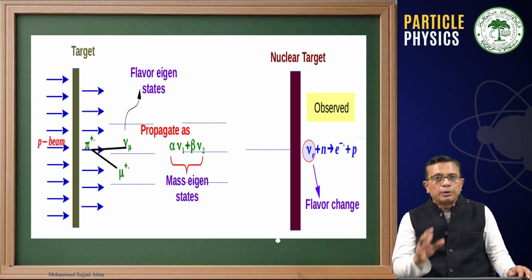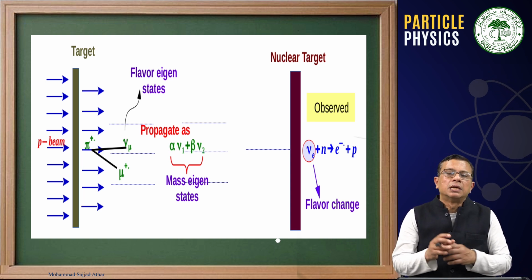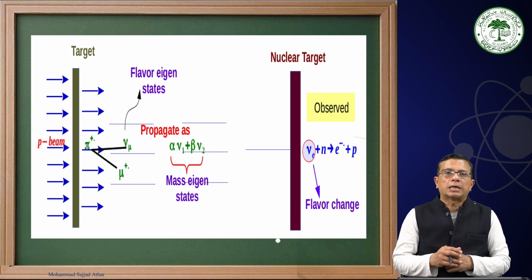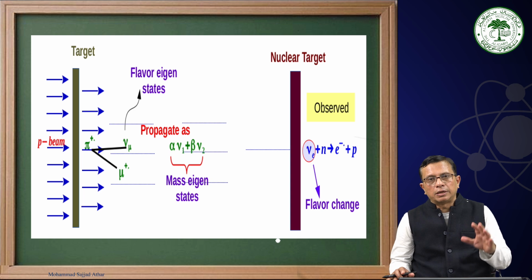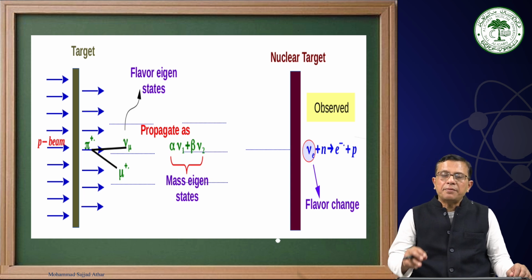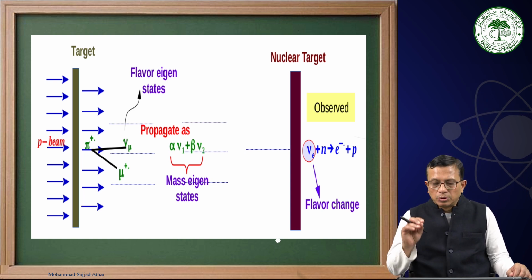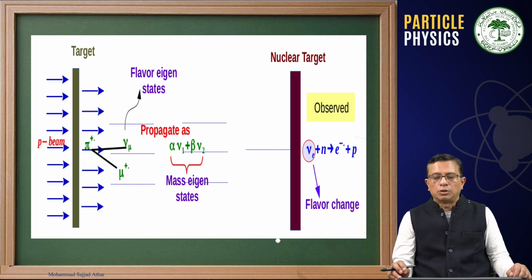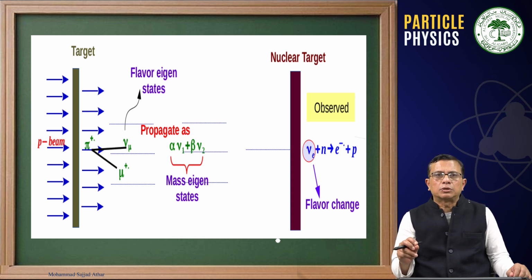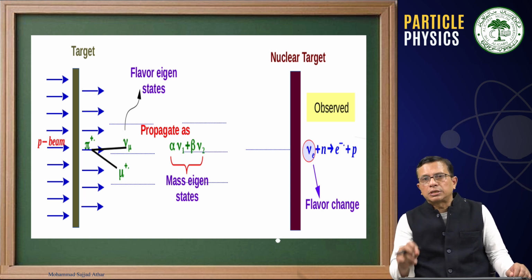And then when a nu mu is traveling in space, it's traveling as an admixture of nu1 and nu2 mass eigenstates, some portion of nu1 and some portion of nu2, that we represent by alpha nu1 plus beta nu2. This nu1 and nu2 are the neutrino mass eigenstates. And then when we put a detector to detect electron type neutrinos, we find that there are a few electron type neutrinos, as we are observing electrons in the final state.